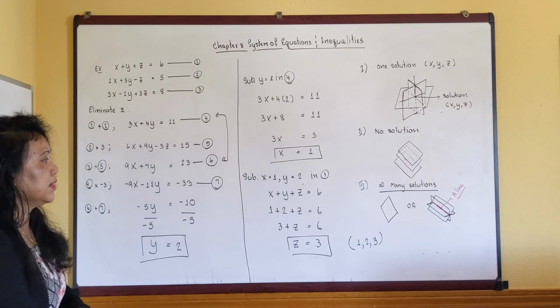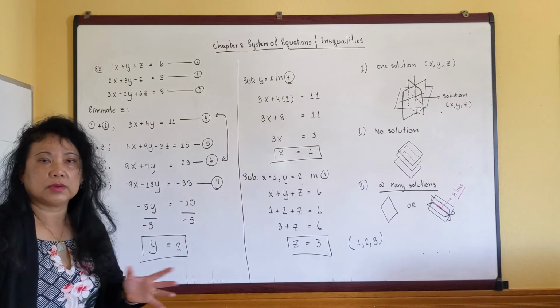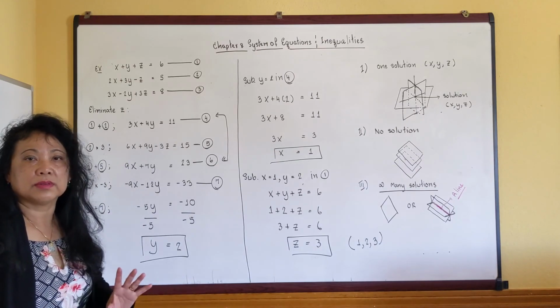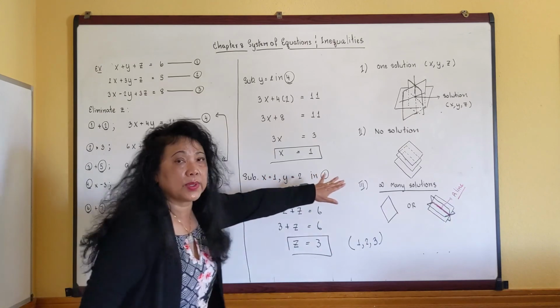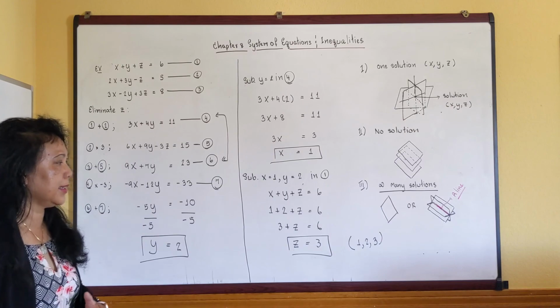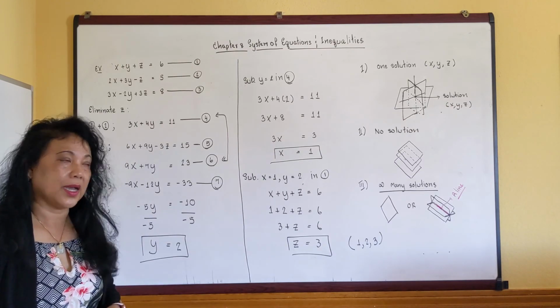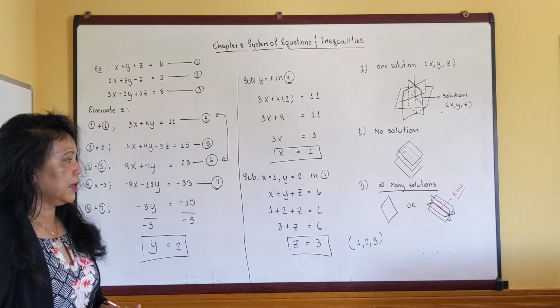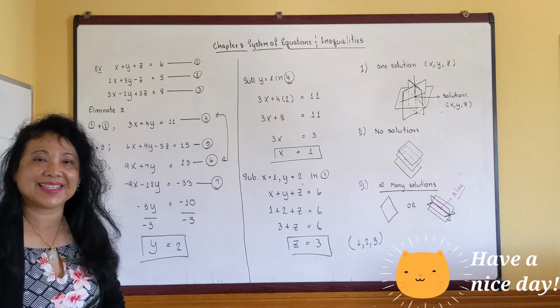Now, if you solve it and you get a false statement, for example, 0 equal to 5, stop. No solution. It means it's parallel, like this one. If you solve anywhere at the beginning and you get something like a true statement, 0 equal to 0, 9 equal to 9, just stop. It's just saying infinitely many solutions. All right, let's look at the next section.